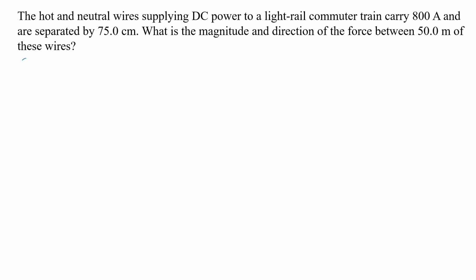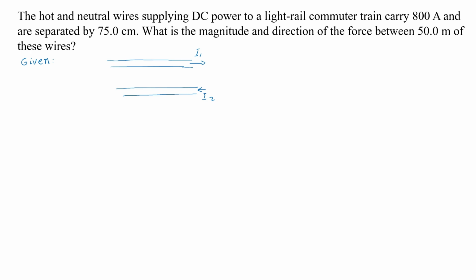Okay, so we are given two wires. Let's represent them something like this. This one will be the hot one. The current is going to be I1, for example. Now, when the train is in operation, the circuit has to complete. Therefore, current will go in the opposite direction in the neutral one. So this will be I2.